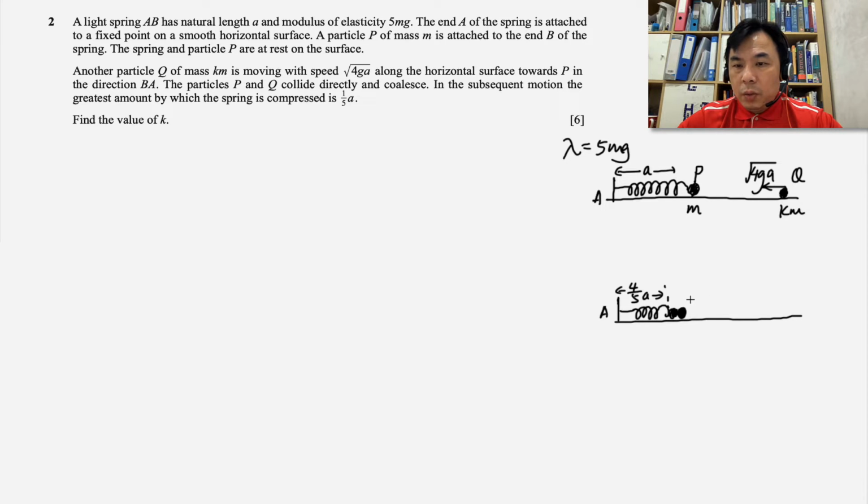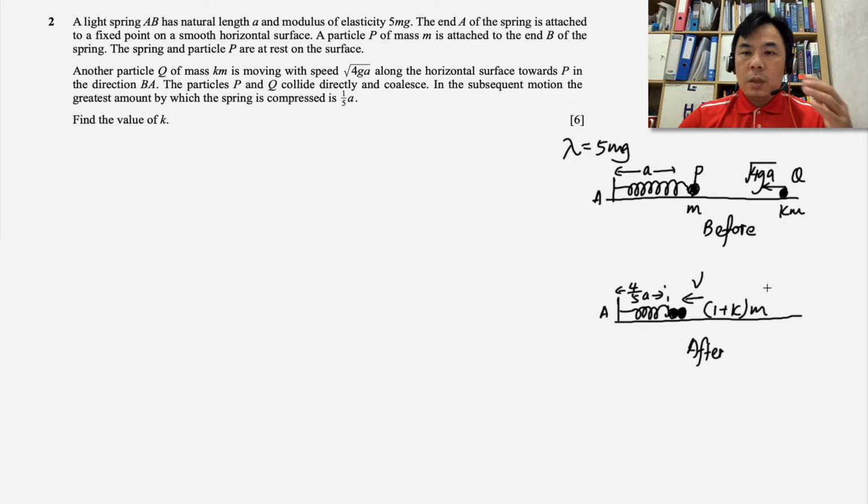We need to figure out what its speed is when they coalesce and when the spring moves in the direction of BA. This is after collision, this is before collision. Now the other thing you must remind yourself in the exam is the mass. When they collide, the total mass is m plus km, or you can write it as 1 plus k m. That's a reminder for those taking this exam. Be very careful with the mass.